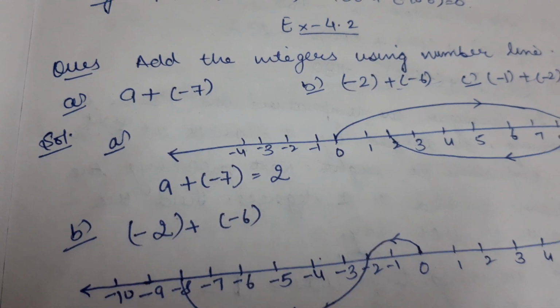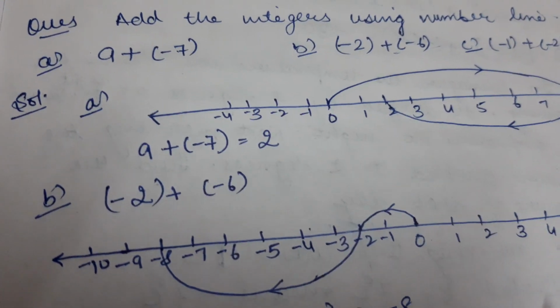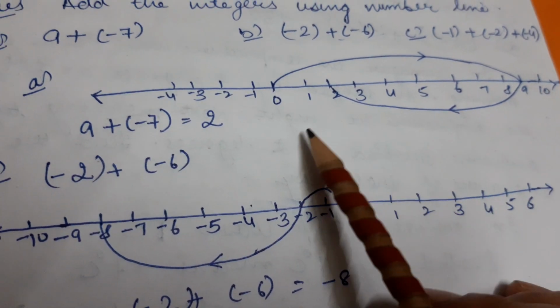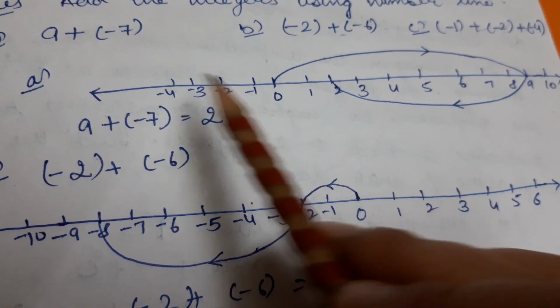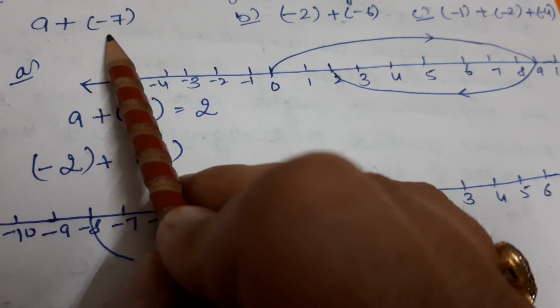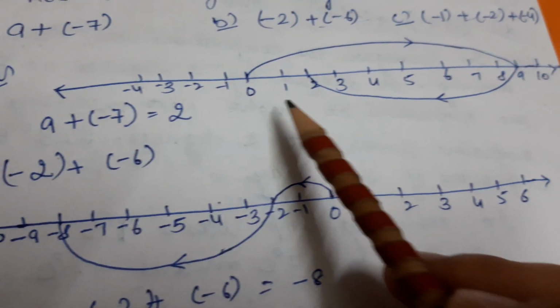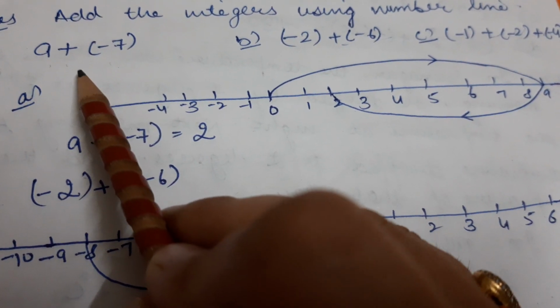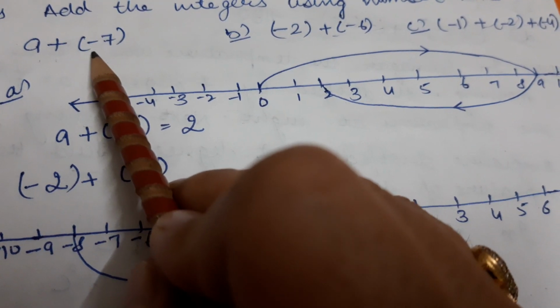A part, 9 plus minus 7. Firstly, we have to draw a number line like this. 9 plus minus 7. So firstly we have to move to 9. Let us first move to 9, from 0 to 9. We have to add minus 7.